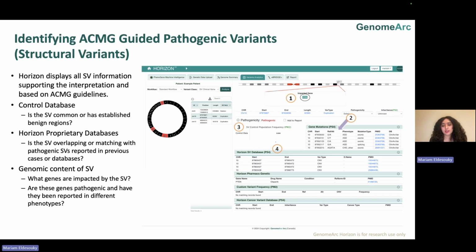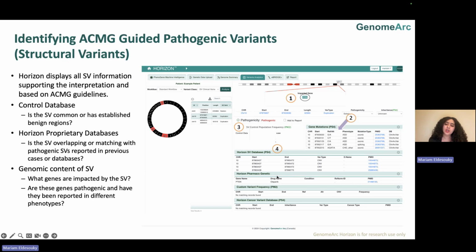And then the second thing is, here we have the SV population frequency, control population frequency. So we see if this SV has been reported in the control population and reported to be harmless or benign. And then here we overlap the SV with Horizon's proprietary database, where we have a lot of pathogenic structural variants. And then we overlap with them and we check where they have been reported before, as you can see here in the PubMed ID on the side.